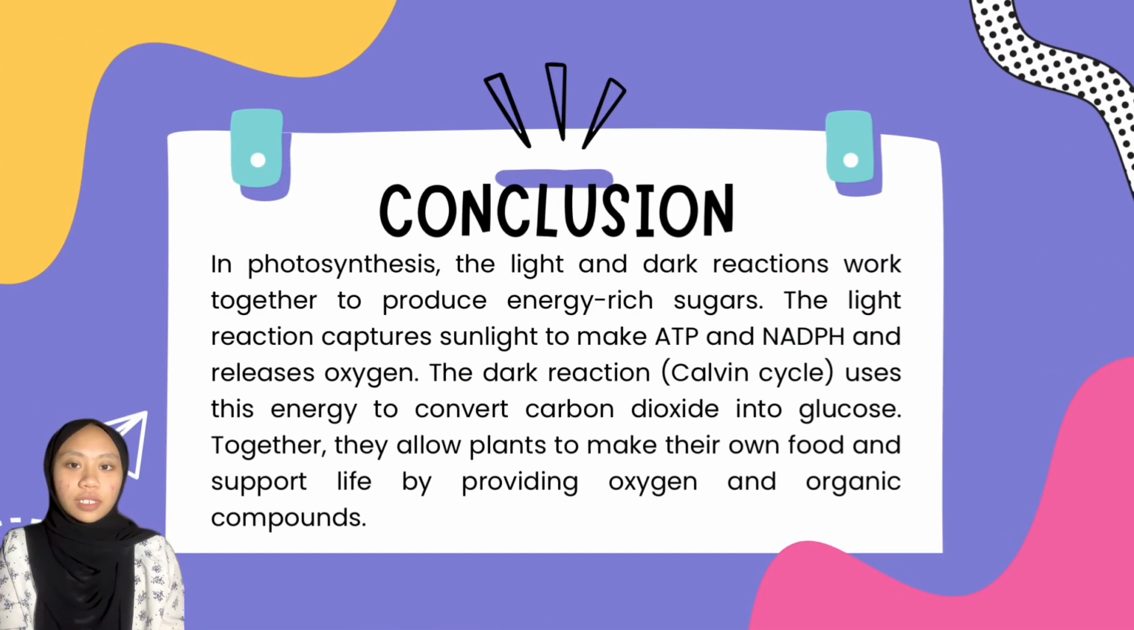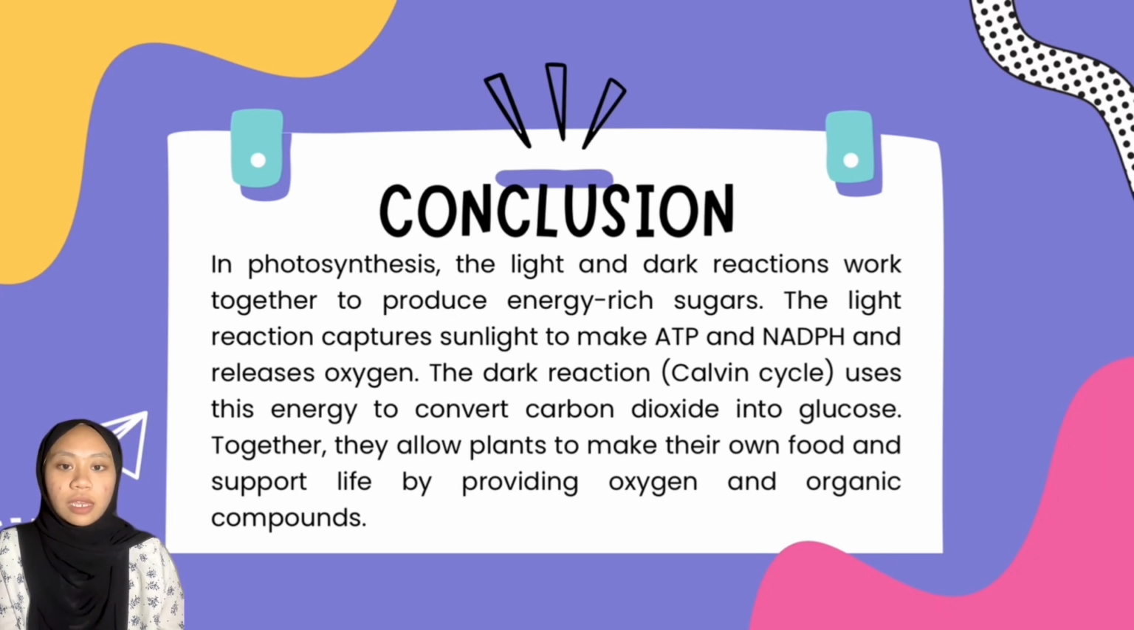In conclusion, the light and dark reactions work together to complete the process of photosynthesis. The light reaction occurs in the thylakoid membranes, where sunlight is captured to produce ATP and NADPH, and oxygen is released as a byproduct. These energy-rich molecules are then used in the dark reaction, which is the Calvin cycle, which takes place in the stroma to convert carbon dioxide into glucose, a stable energy source for the plants.